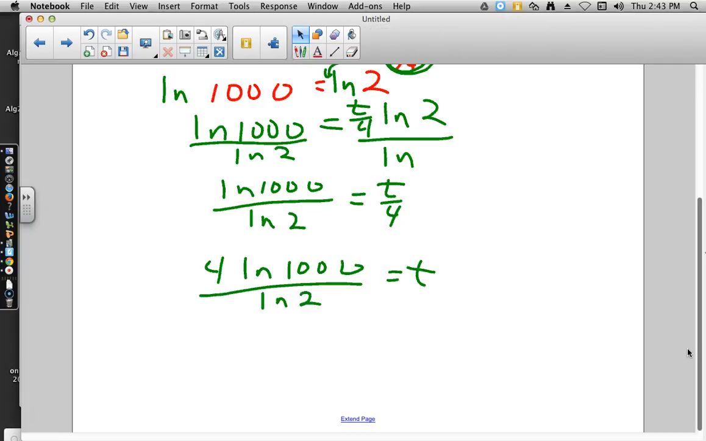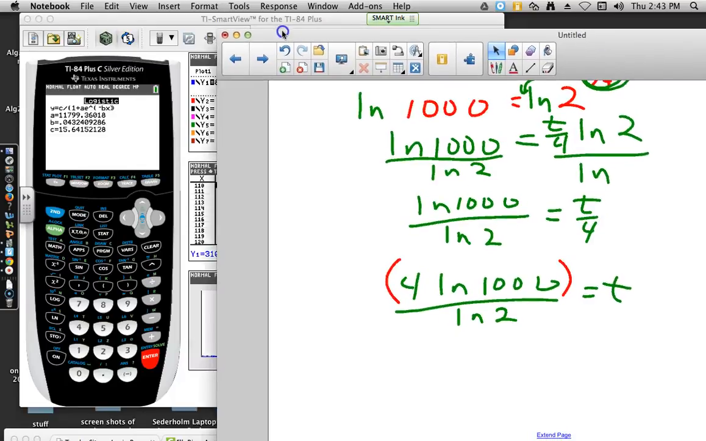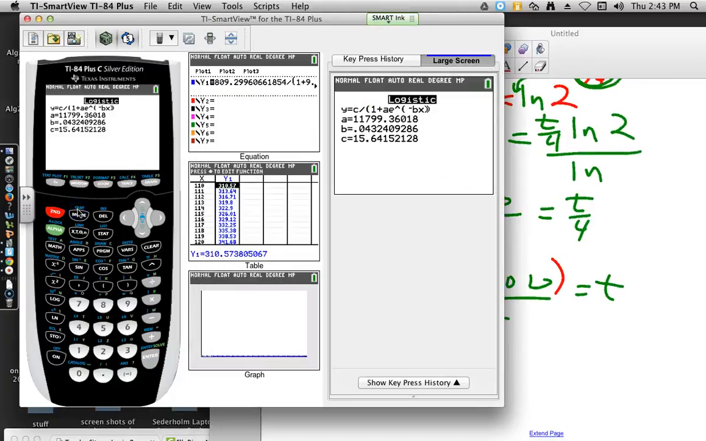And that will give us T. Now if you're going to punch this in all at one time, you need to use parentheses there so the calculator knows I'm going to do everything on the top, and then I'll do everything on the bottom and see what we get. So let's go back over here and let's punch this in and see what we have.